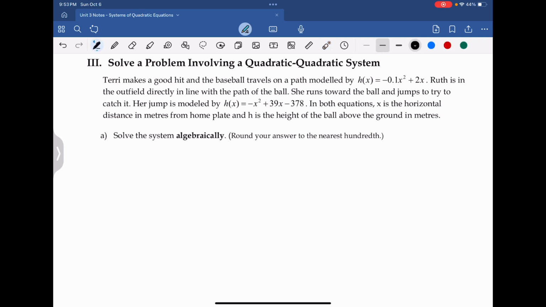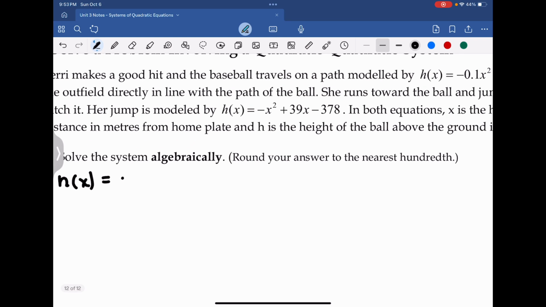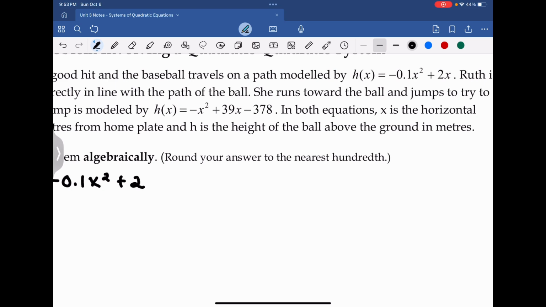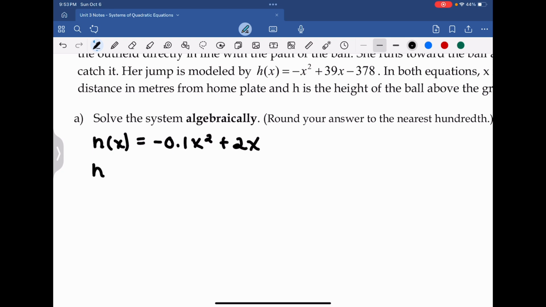Okay, now a prime example again of one that you're going to want to use the quadratic formula for. As soon as you start seeing decimals like this, it's like, whoa, this is going to be a lot to deal with unless we can simplify it. So let's write these out together as a system of equations. First and foremost, we're going to write h of x is equal to, and we're going to write Terry's function for her hit. It was -0.1, and then I'm going to keep it as x squared plus 2x. All right. Now for Ruth's catch, because she's not the hitter, Terry's the hitter, we're going to write this as -x squared plus 39x, and then minus 378.